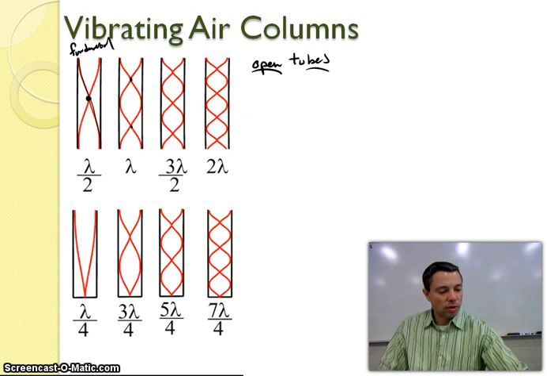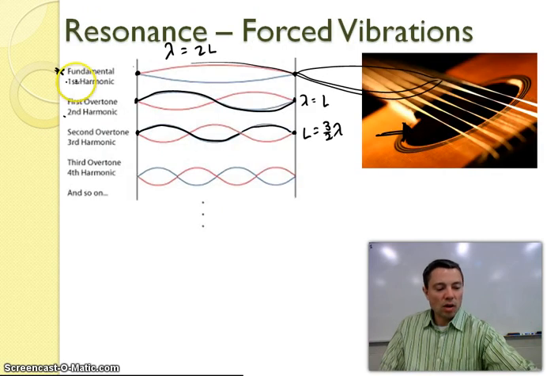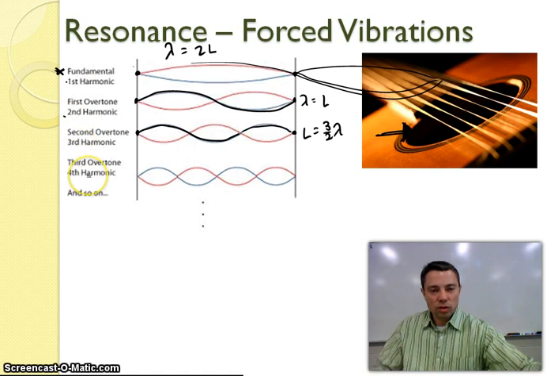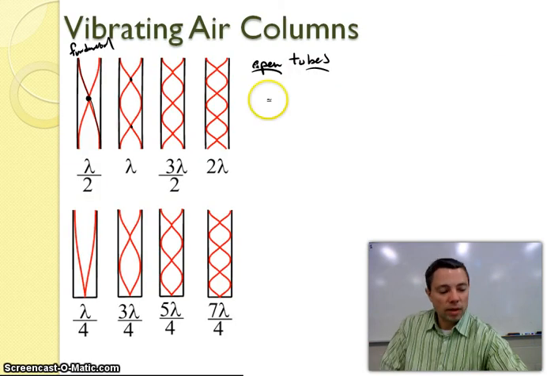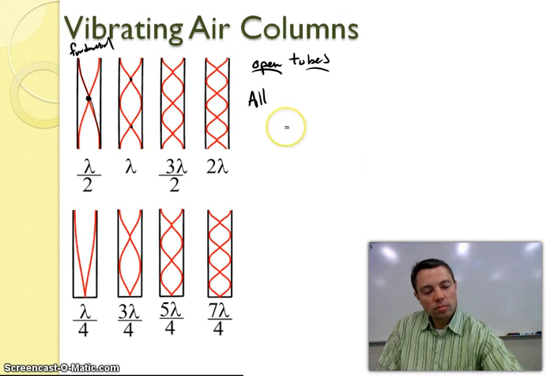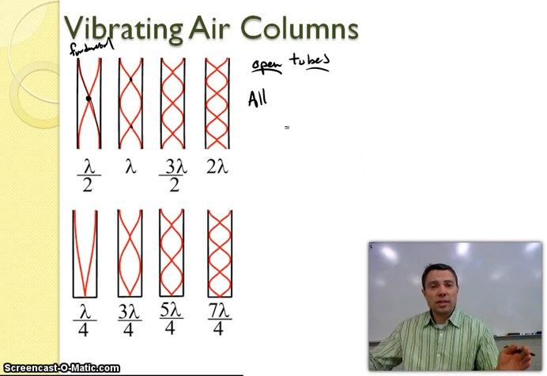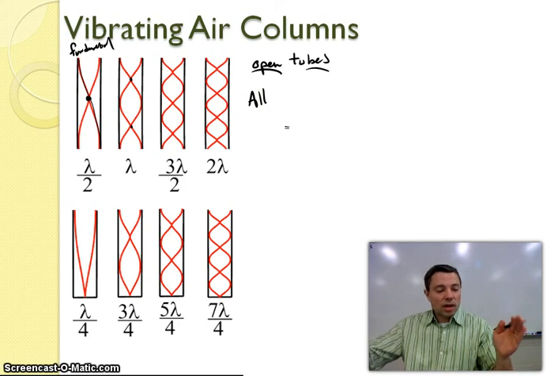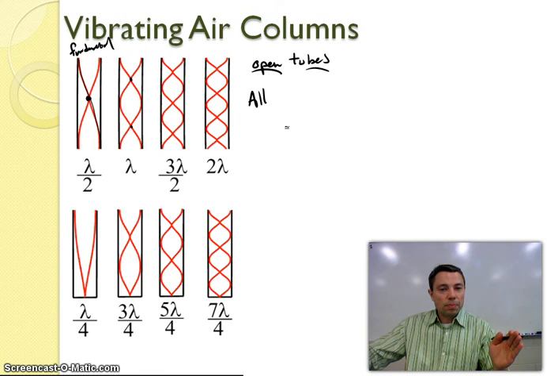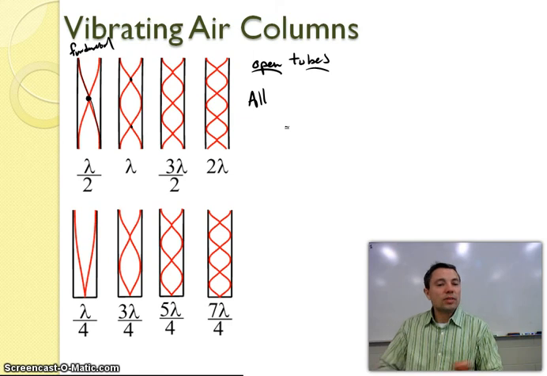It goes right back to what we were looking at in our strings. We get all of our harmonics, all of our overtones are possible on an open-ended tube, so we can get all of them. This is exactly why every instrument that we play is made of an open-ended tube. Because we can get everything. Now by changing the lengths of our tubes, that gives us different frequencies as well.